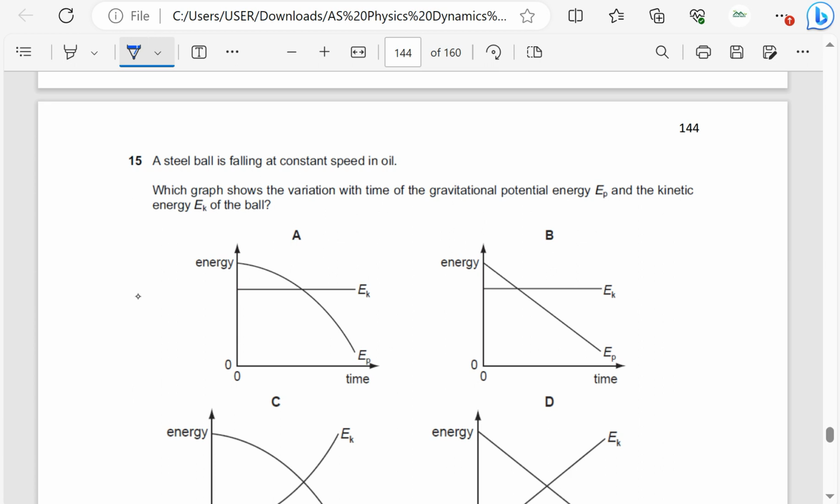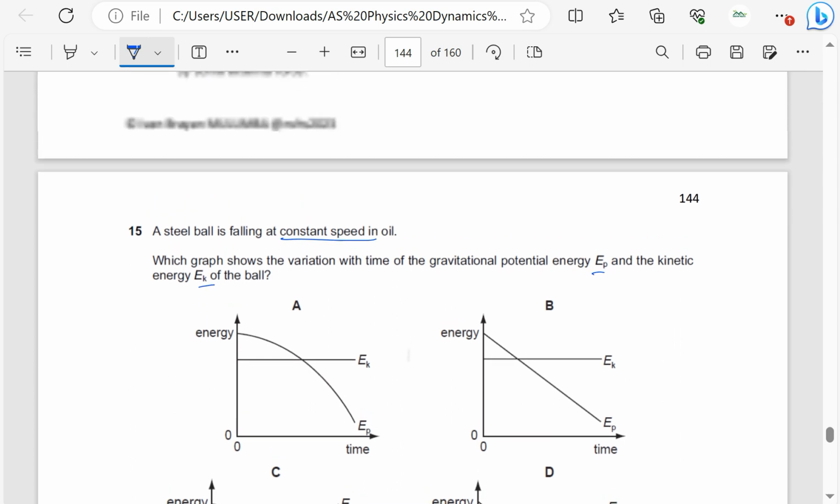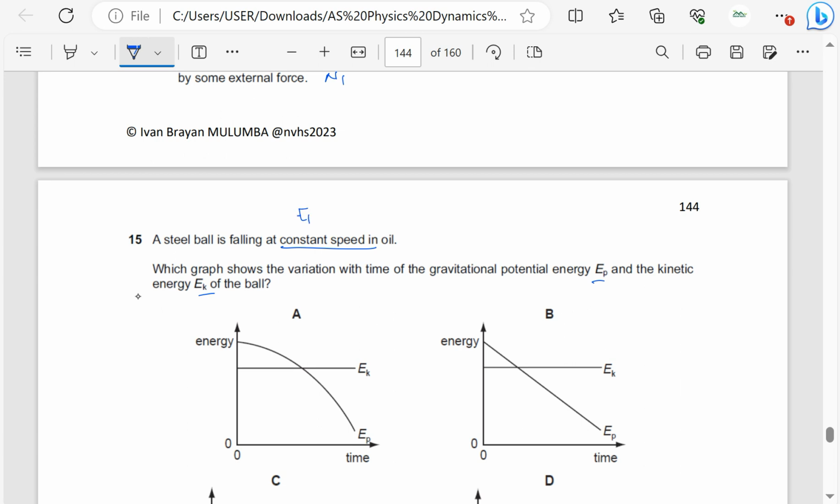A steel ball is falling at a constant speed in oil. Which graph shows the variation with time of the gravitational potential energy EP and the kinetic energy EK? It is falling at a constant speed in oil. What does that mean? The kinetic energy must remain constant. Remember, kinetic energy equals a half mv squared, but the speed is constant, so kinetic energy must remain constant. That is a horizontal line.